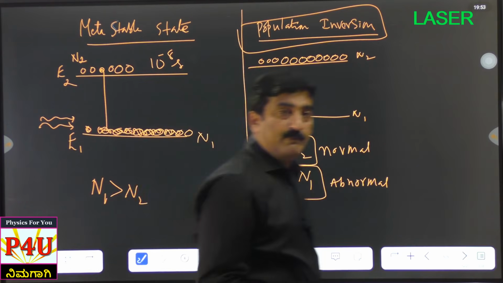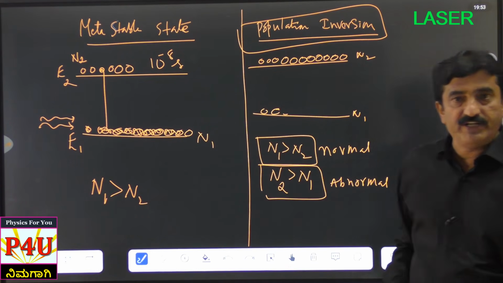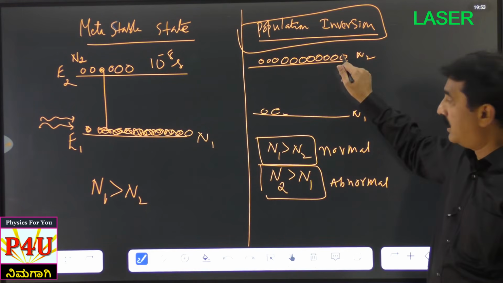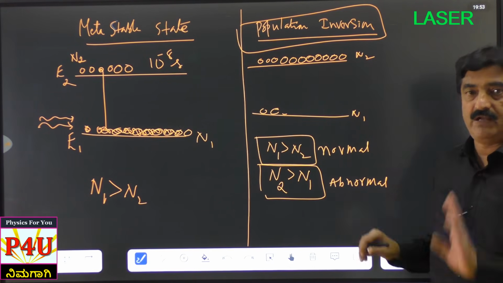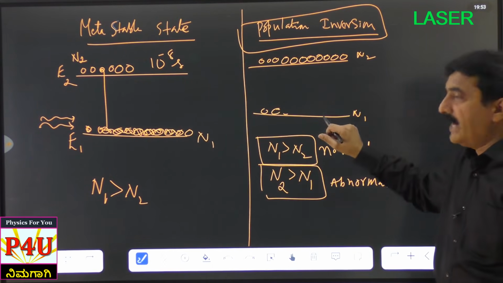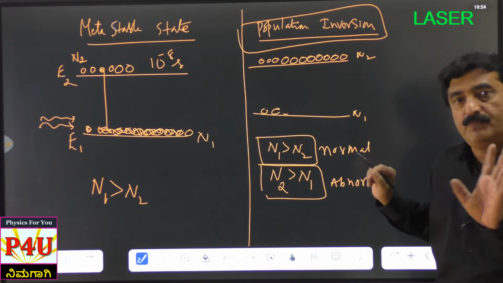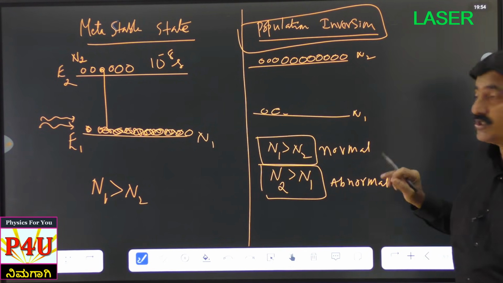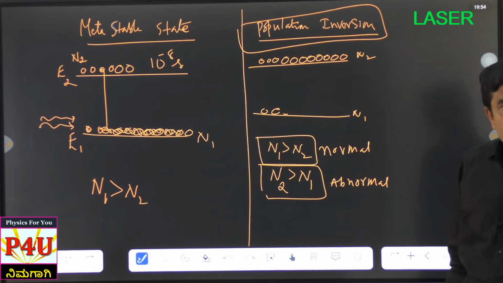So this is also one important question. What is population inversion? It is an abnormal situation in which higher levels are more populated than lower levels. That means there must be more atoms in the higher level than in the ground level. So this is an abnormal situation, and that is what is called population inversion. Now the question: how to achieve population inversion?